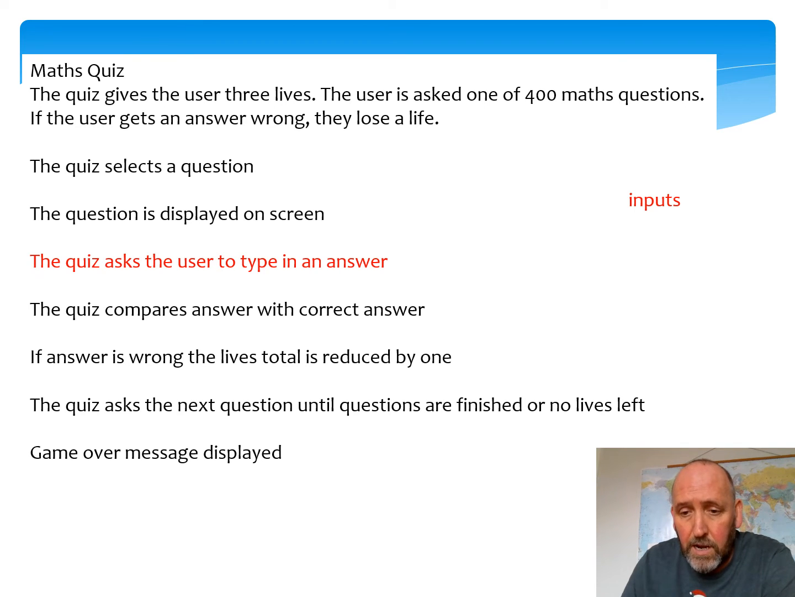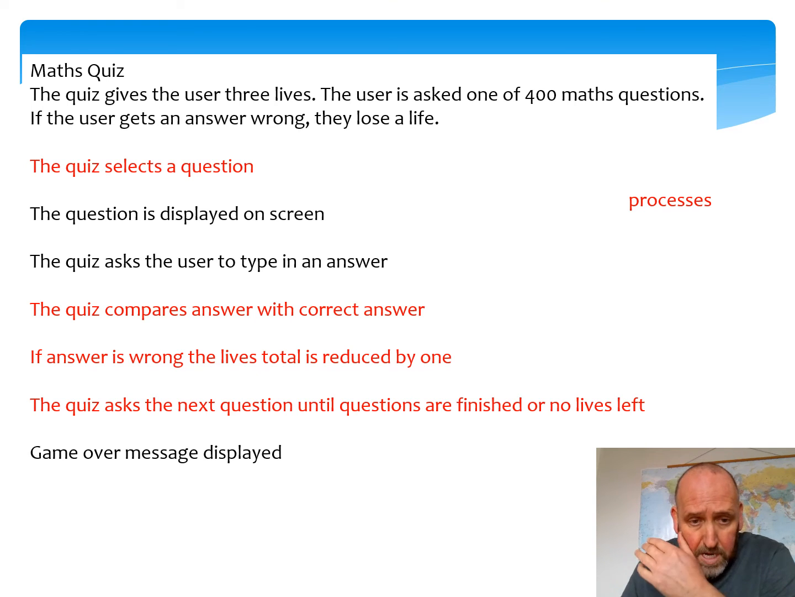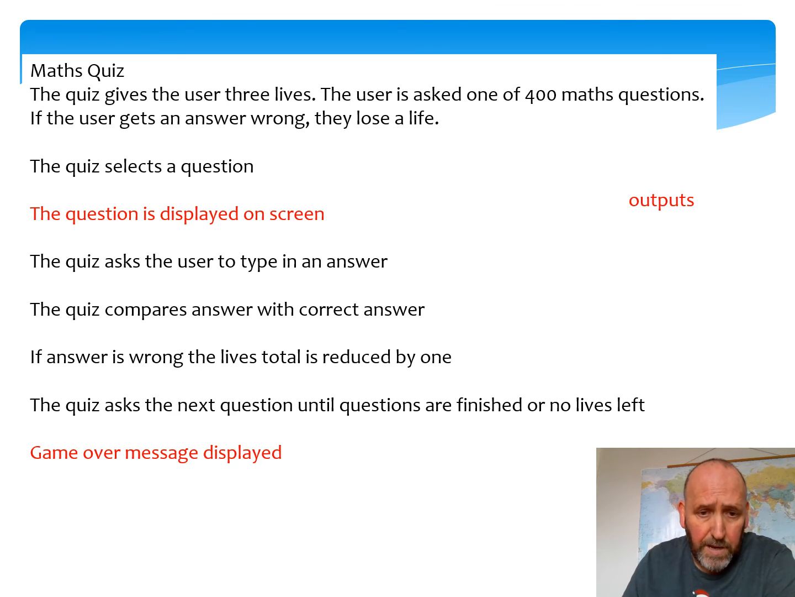Now, I nearly got it wrong there. You have to work out what the processes are. Pause the video and identify the processes. The quiz selects a question. The quiz compares the answer with the correct answer. If the answer is wrong, the life total is reduced by 1. The quiz asks the next question if questions are not finished and there are lives left. Now you have to identify the outputs. Pause the video and identify the outputs. The question is displayed on screen. Game over message displayed.